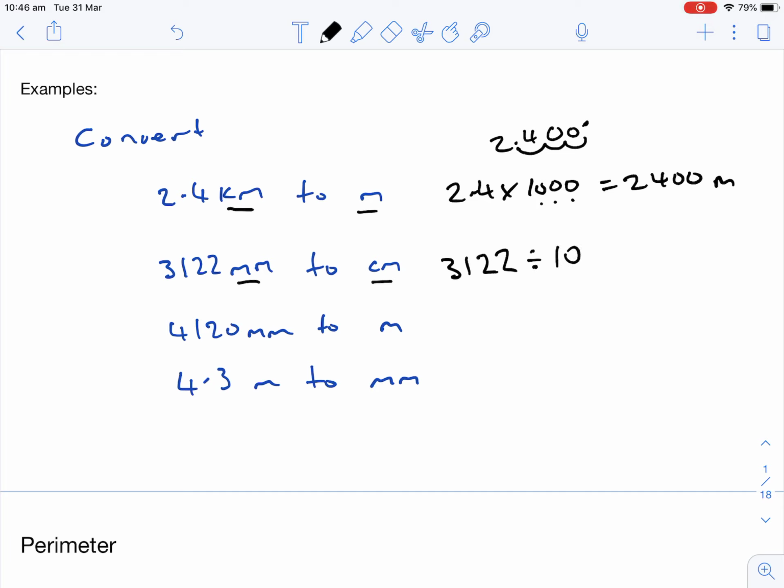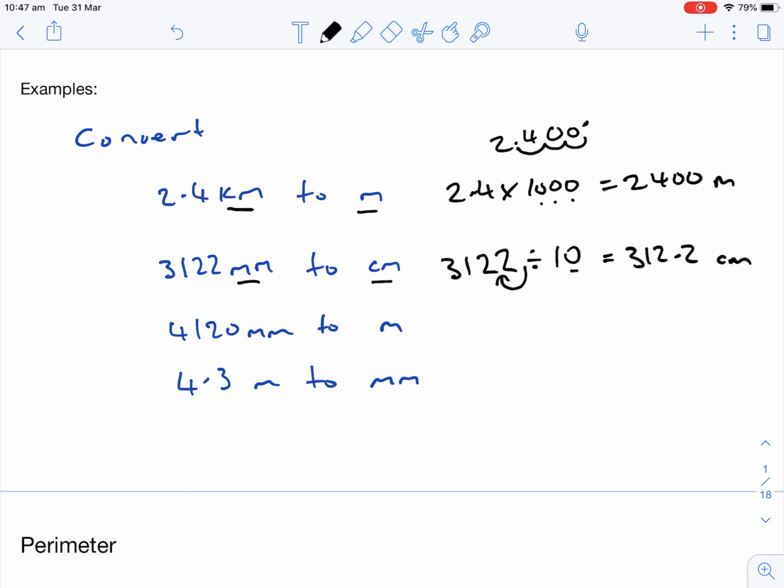So again, mentally, I've got 1 0, so I'm moving my decimal 1 spot. In this number, my decimal, if there's none, is technically at the end. So when I move it 1 spot, sorry, I'll try and get that line to curve for you. When I move that decimal 1 spot, it's going to go in there, which will give me an answer of 312.2 centimetres.